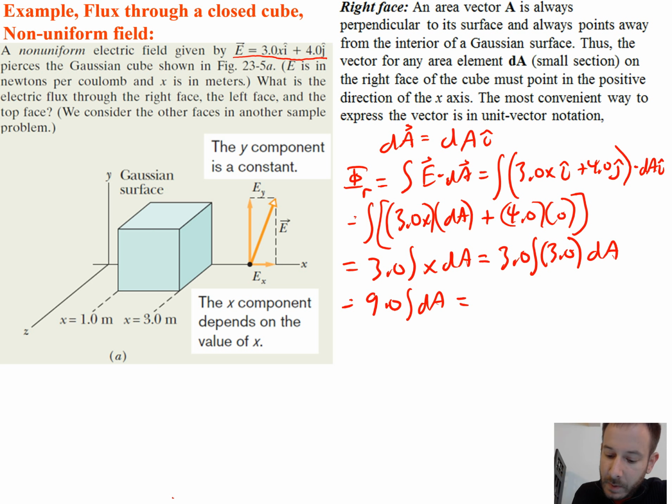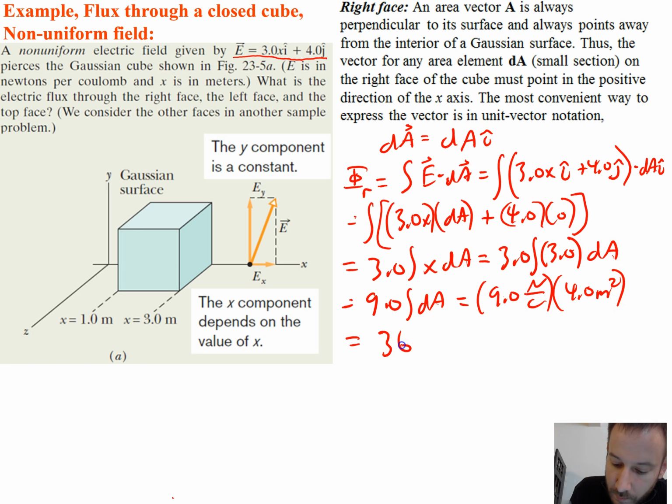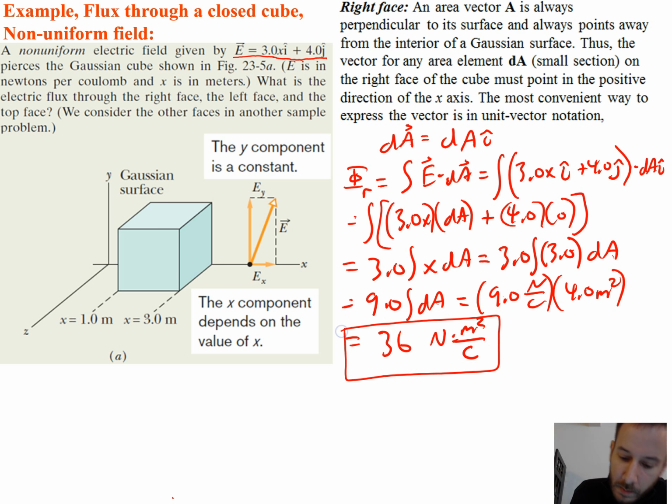Okay, and then the integral of dA is just going to be the area. The area on the right face of our cube is going to be 2 times 2, so it's going to be 4. So this is just 9.0 newtons per coulomb times our area, which is 4.0 meters squared. And that gets us 36 newton meter squared over coulombs. Okay, so this is just the flux through the right face of the cube.